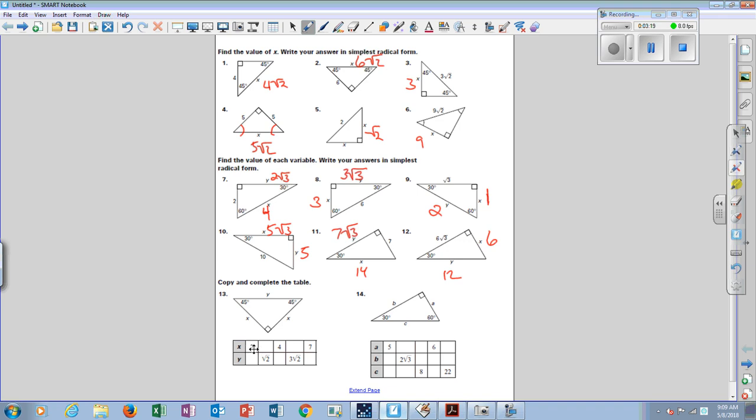All right, copy and complete the table. If x is 2, then y is 2 square roots of 2. If y is the square root of 2, you divide by square root of 2 to get 1. If x is 4, y would be 4 square roots of 2. If y is 3 square roots of 2, then x is just 3. And if x is 7, that would be 7 square roots of 2.